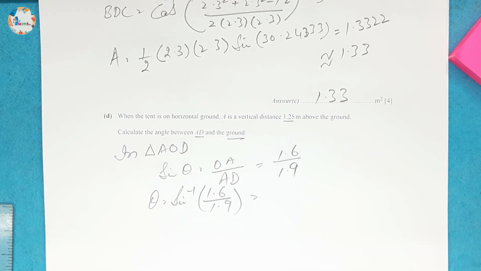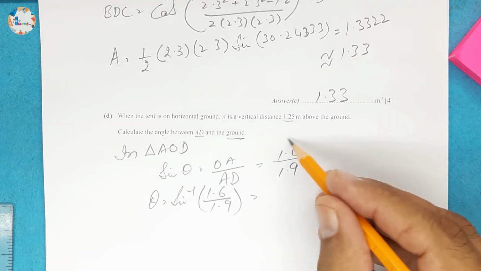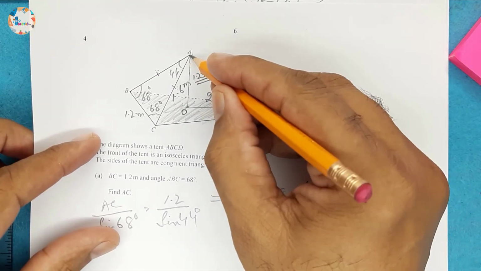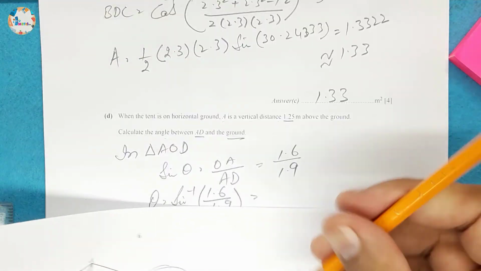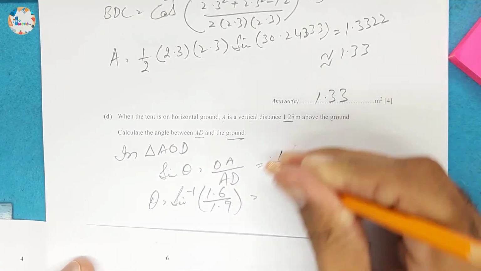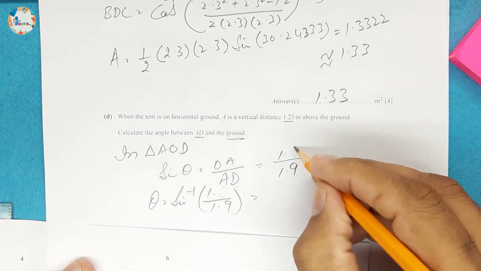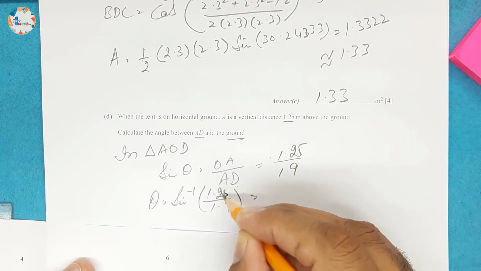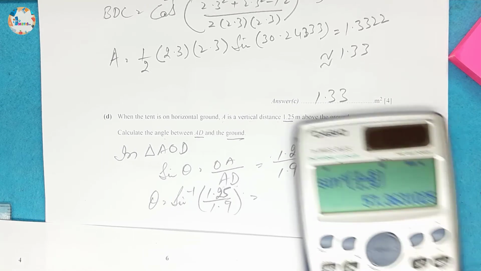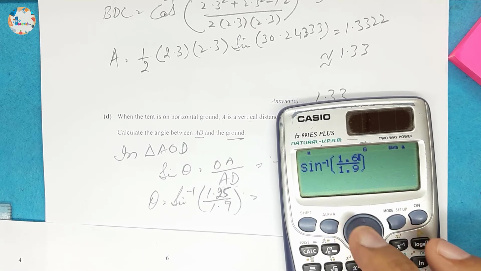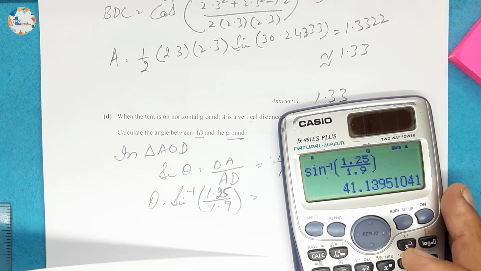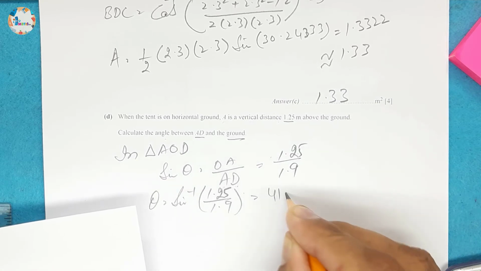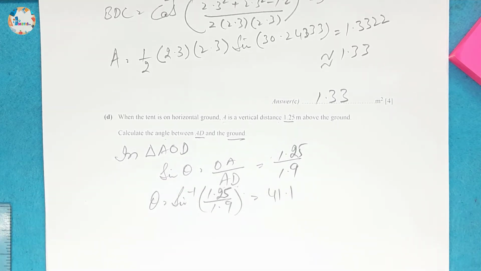57.36. Basically we have made a mistake. This is not 1.6, this height is 1.25, where we have mentioned 1.6 here. So instead of 1.6 we will change it to 1.25, and hopefully we should get the answer. If we recalculate this, changing 1.6 to 1.25, this will be 41.13. So 41.1 will be our answer for this one.